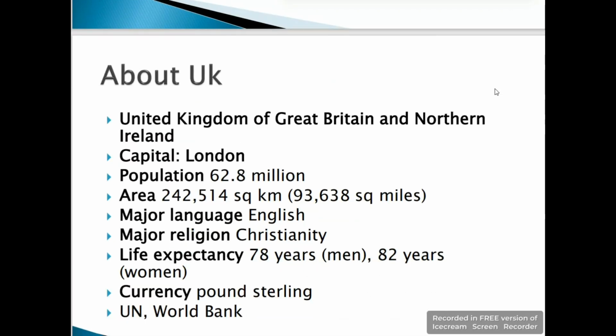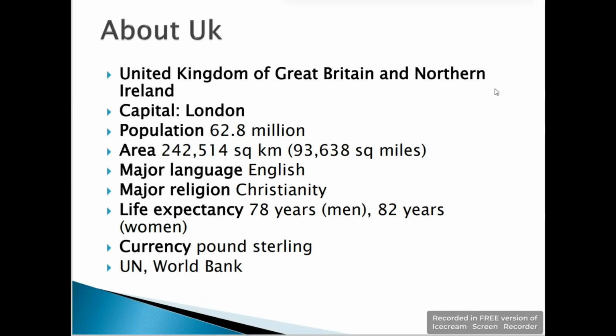Now, the United Kingdom of Great Britain and Northern Ireland has London as its capital. The population is about 62.8 million. The area is about 93,638 square miles. The major language is English, and the major religion is Christianity. Life expectancy is 78 years in men and 82 years in women. The currency is the pound sterling.